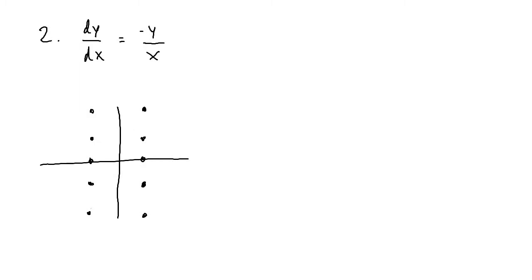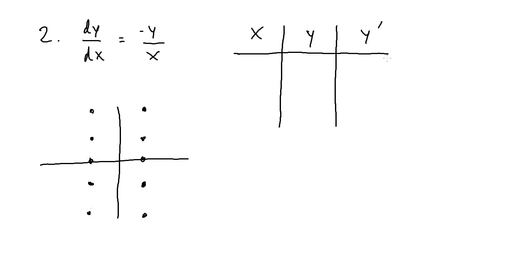Now let's try to draw the slope field of dy/dx equals negative y over x. Once again, we're going to make our x, y, and dy/dx, or y prime, table here. We can pick any point to start out with. Let's start with the very top left corner, at the point negative 1, 2. When I plug in negative 1 for x and 2 for y into the dy/dx equation, we'll get negative 2 over negative 1. So at that point, we'll get the slope of 2.